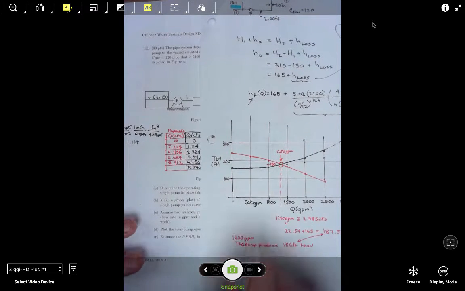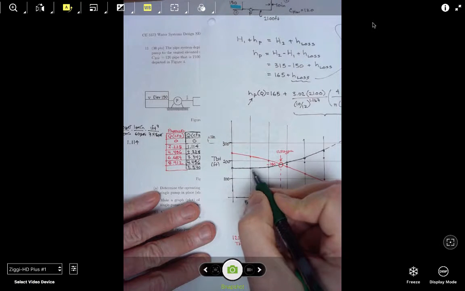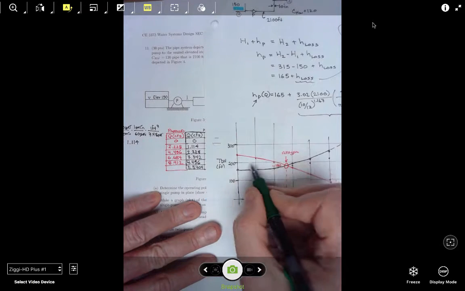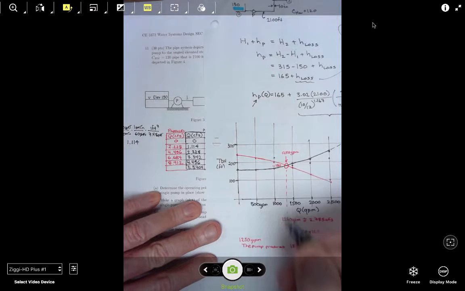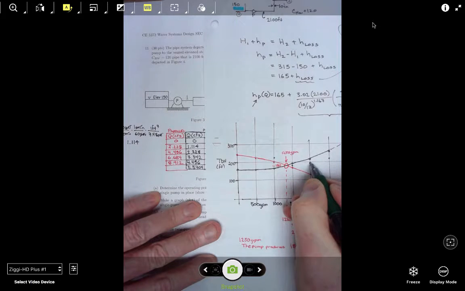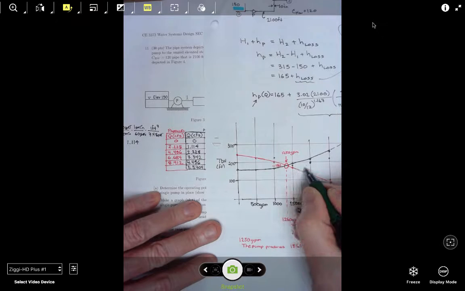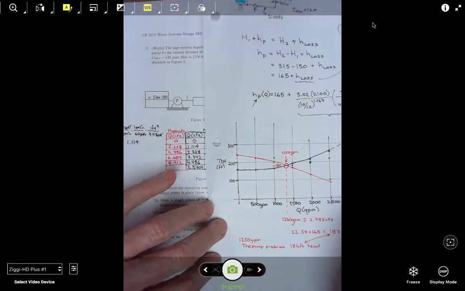Okay, so now at 1,000 gallons a minute, we get that value. At 2,000 gallons a minute, we get that value. At 3,000 gallons a minute, we get that value, and so on. So now our new pump curve is the green curve, something like that.